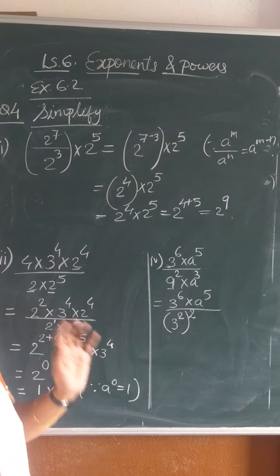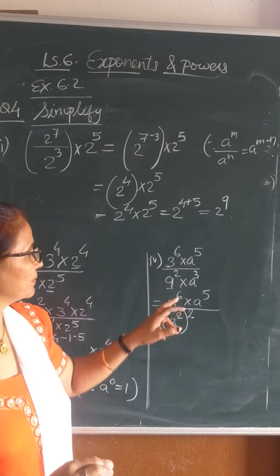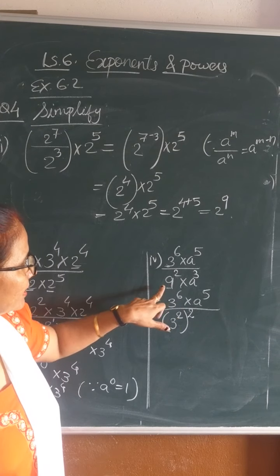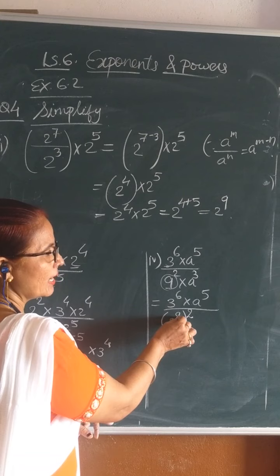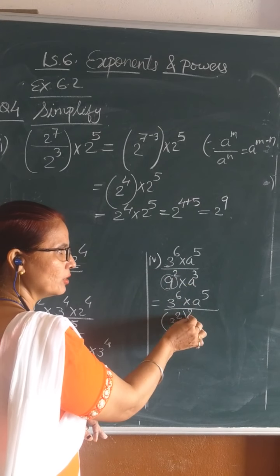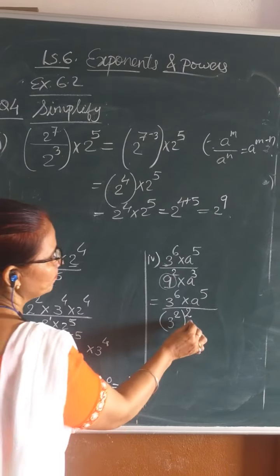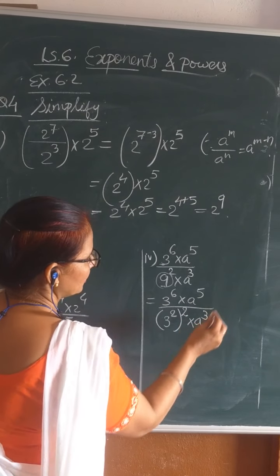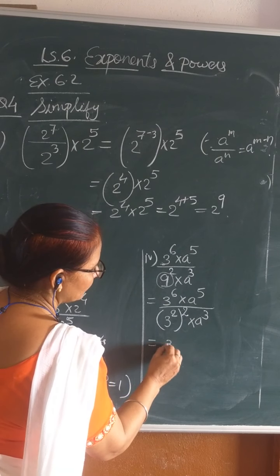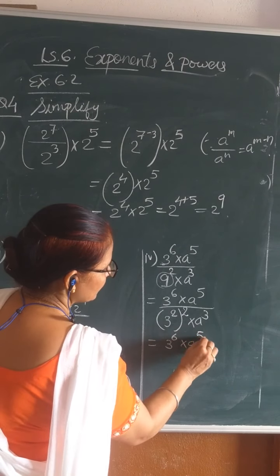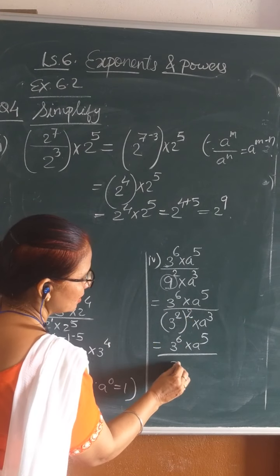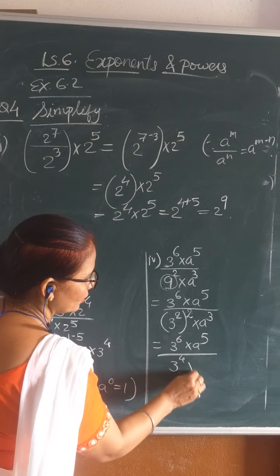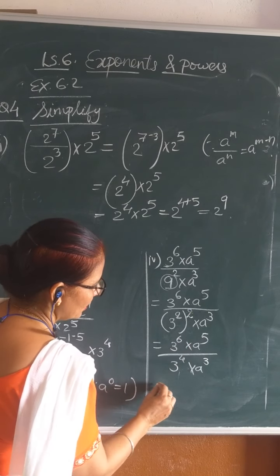Remember children, take care while writing the step. 9 can be written as 3 square, and this square power is already there. So write properly, into a to the power 3. Now let's simplify. Numerator as it is. Now you know here we can use the law, multiply the powers. So 2 2s are 4, into a cube.